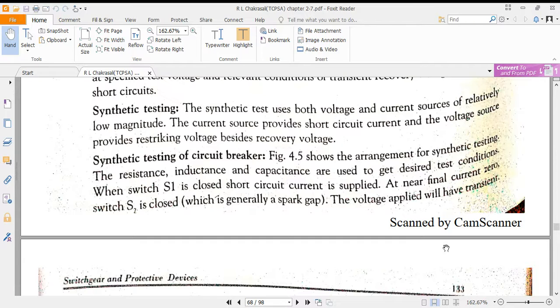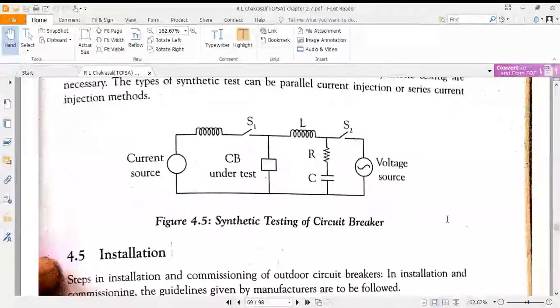We have two kinds of surges. One is the voltage surge, second one is the current surge. So under this synthetic testing, we apply both of them. Let us see the circuit for that. Synthetic testing of circuit breaker. Here, this is the circuit breaker under test. Here you can see the voltage source is applied and the current source is also applied on the circuit breaker.